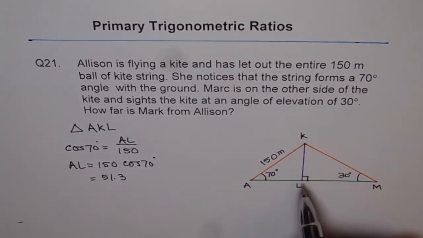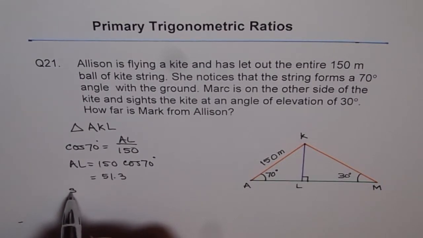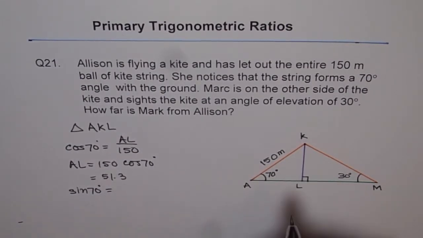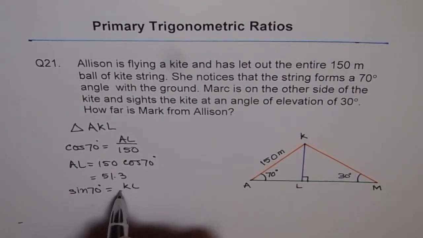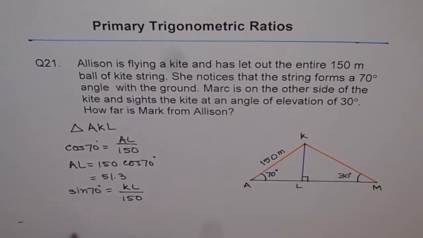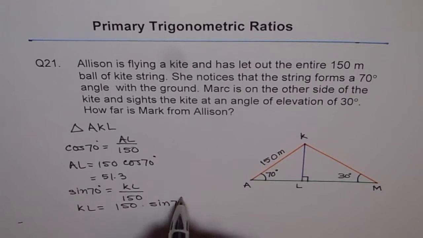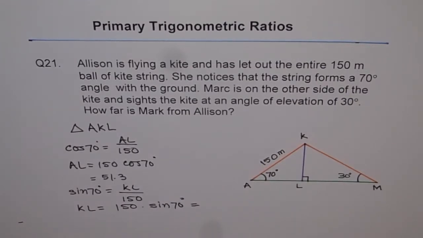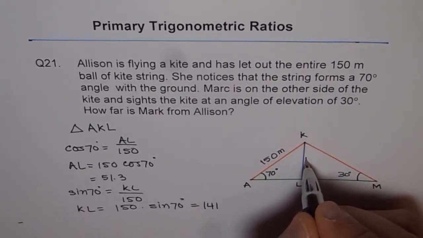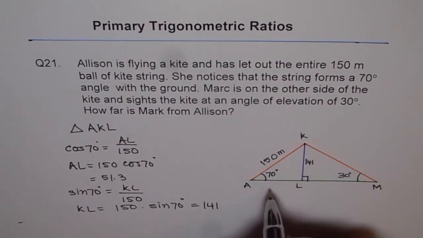Now we can find KL using sine, right? So sine of 70 degrees is equals to KL over 150, right? So from here we can find KL, and KL will be equals to 150 times sine of 70 degrees, which is 140.9. So let me write this as 141, correct? So we know KL is 141 and we know AL is 51.3.